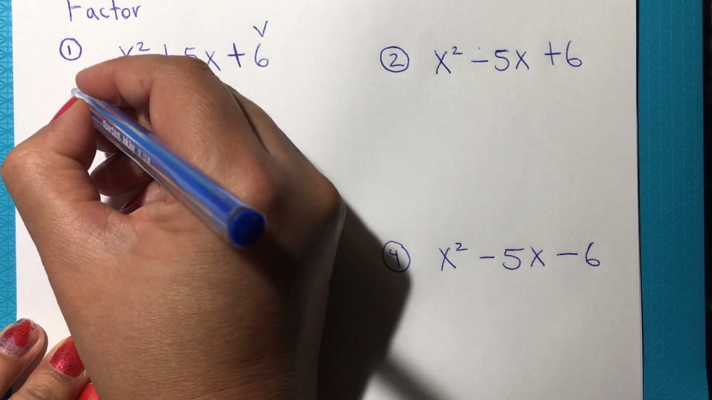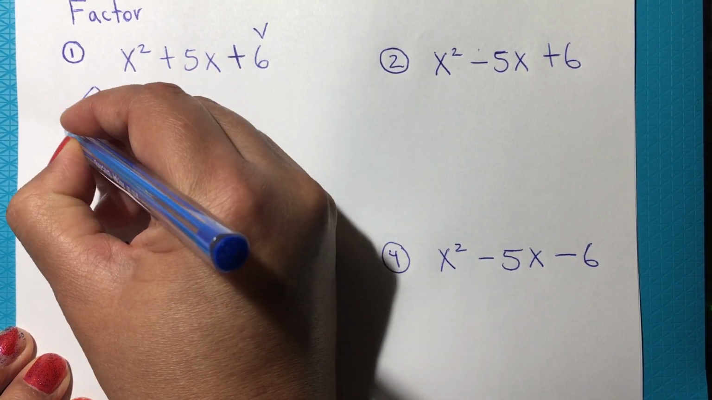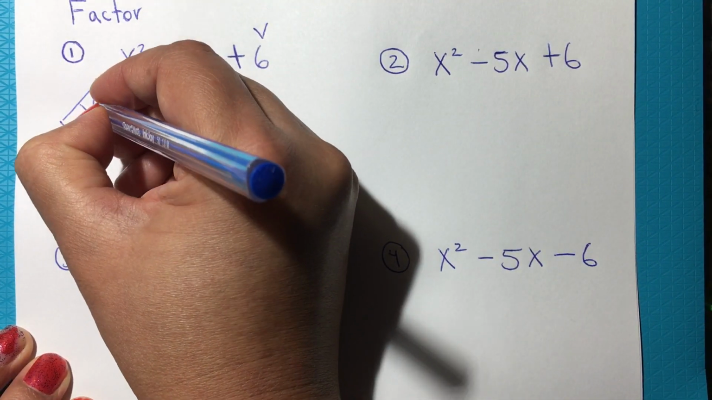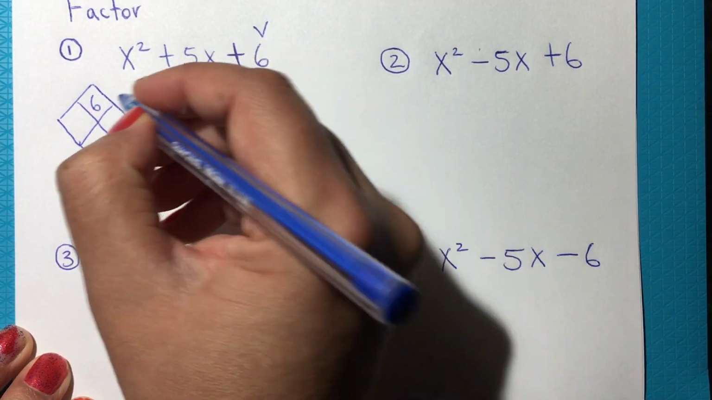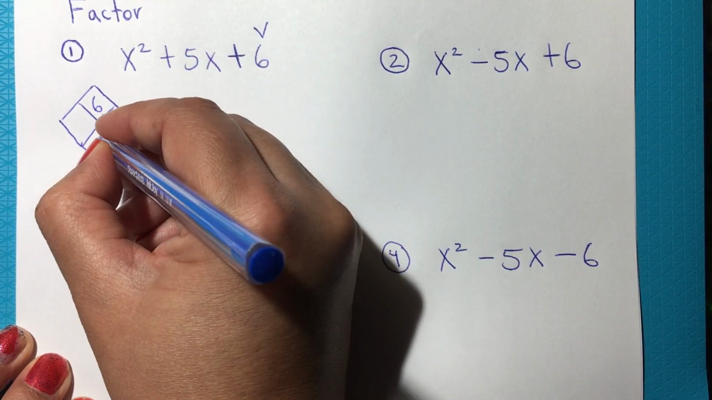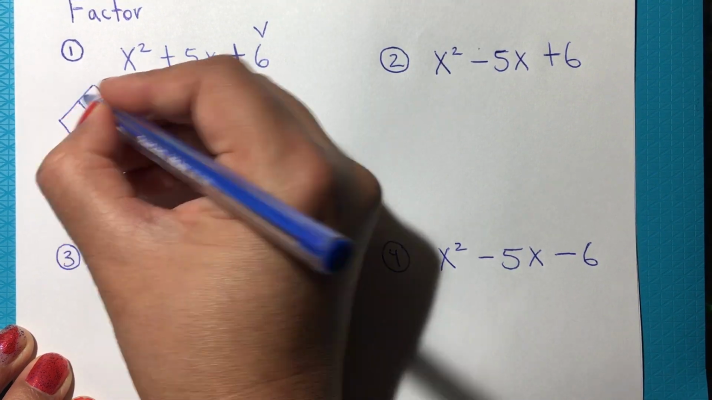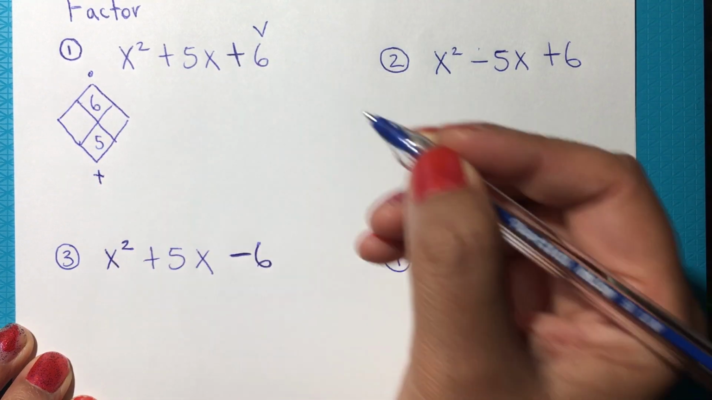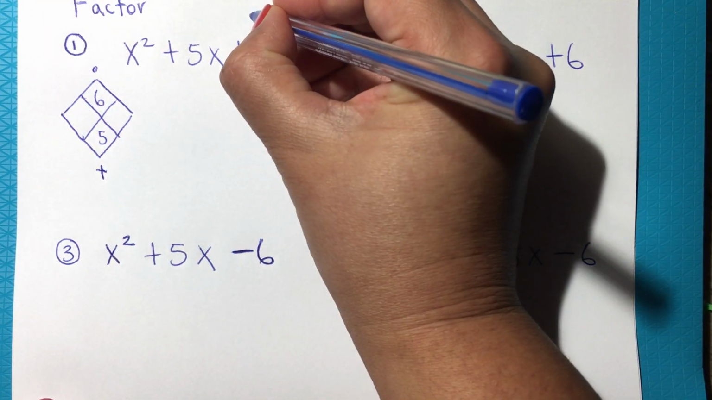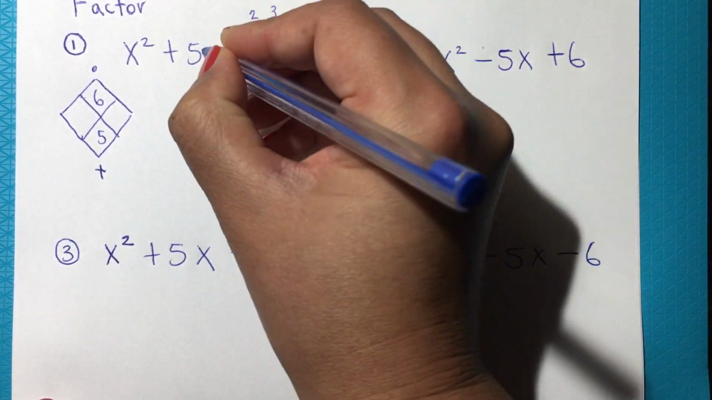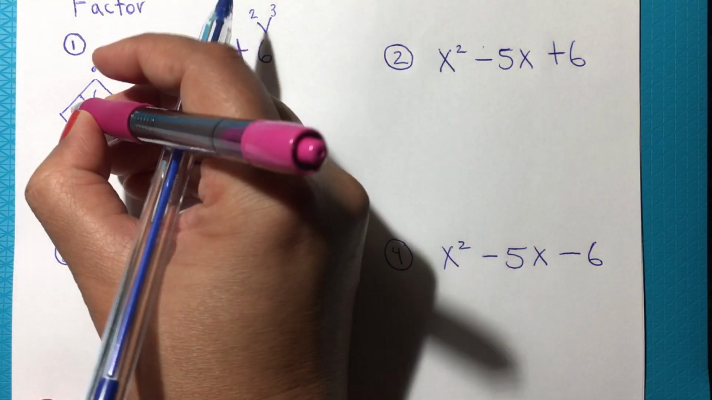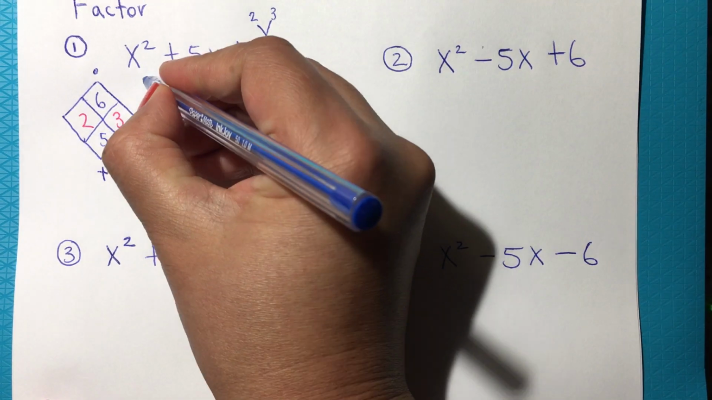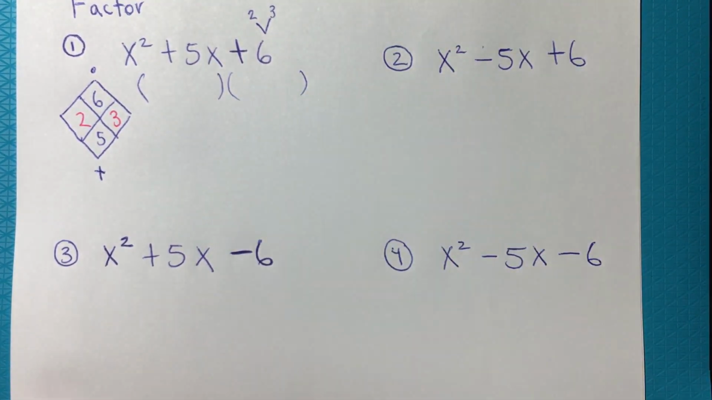Something else that can help us is the diamond. What you're going to do with the diamond is put the last number on top and the middle coefficient at the bottom. Again, this is for multiplication, and for this one you need to add those two factors. Or again, you can just do it directly here. So 2 times 3 is 6, 2 plus 3 is 5. Those are the factors that we need, and those will help us come up with our factors.